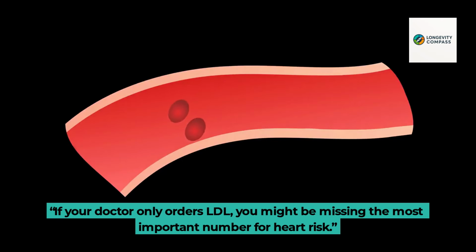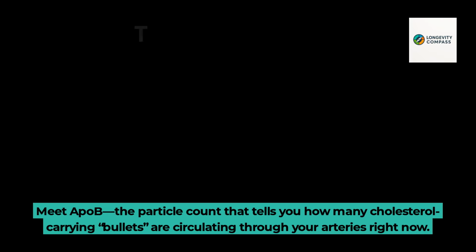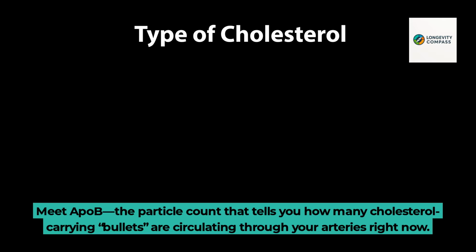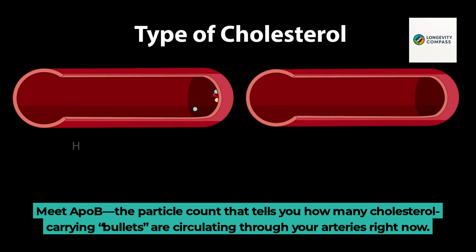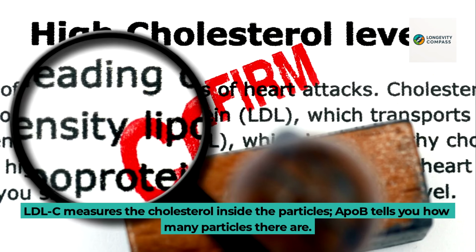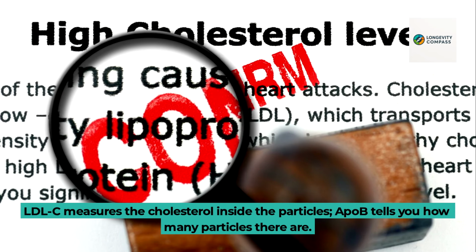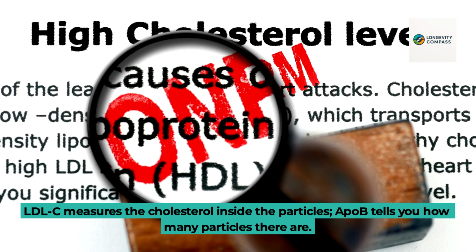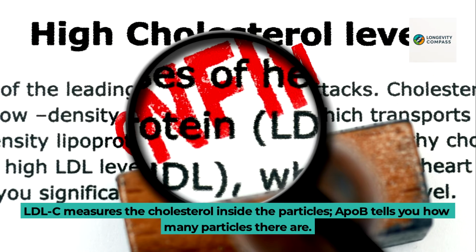If your doctor only orders LDL, you might be missing the most important number for heart risk. Meet ApoB, the particle count that tells you how many cholesterol-carrying bullets are circulating through your arteries right now. LDL-C measures the cholesterol inside the particles. ApoB tells you how many particles there are.